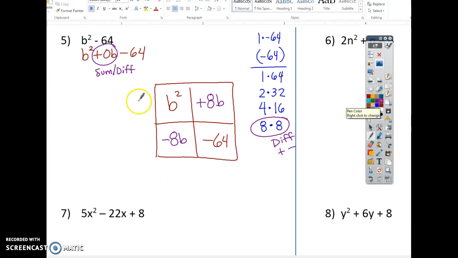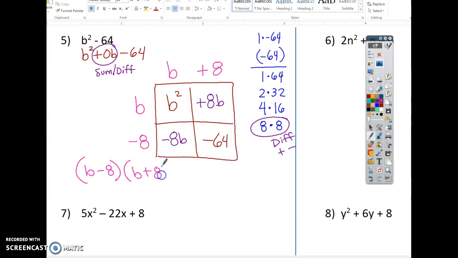On the outside, you have b times b is b squared. And then start dividing. 8 divided by 1, positive 8. Negative 8 divided by 1 is a negative 8. And when you multiply negative 8 times 8, that gives you negative 64. So my factors are b minus 8 and b plus 8.